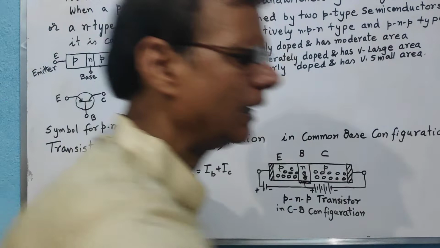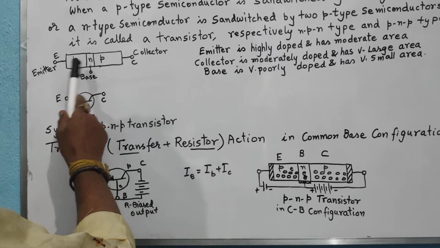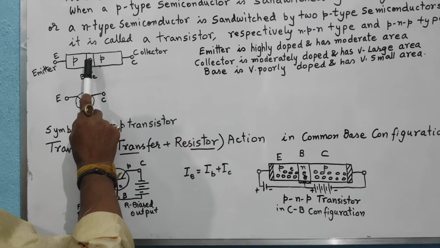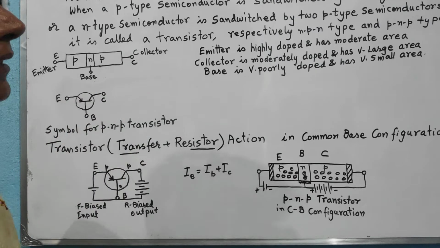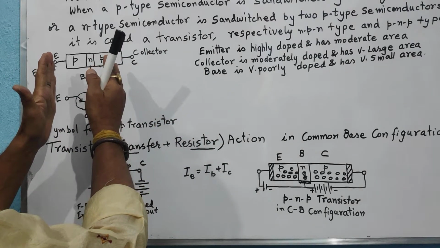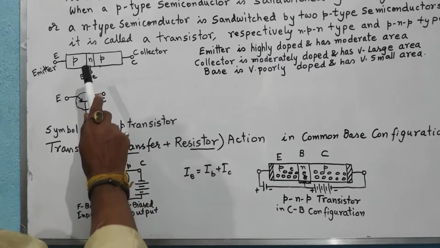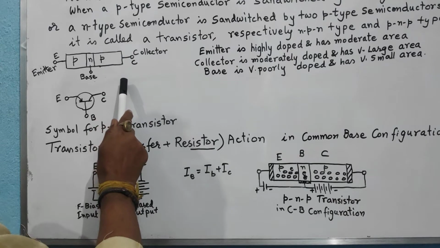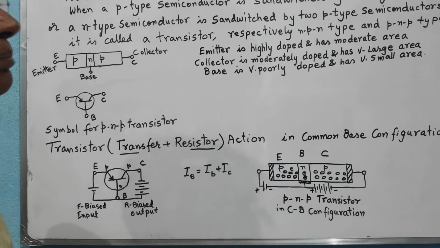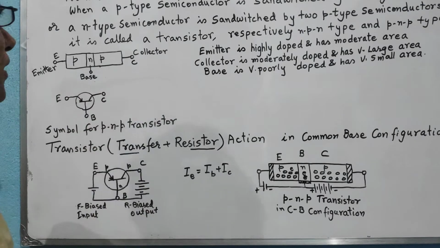Here you see, if you look at the transistor, you can imagine that it is a combination of two p-n junction diodes. Here we are talking about the PNP transistor. If an n-type semiconductor is sandwiched by two p-type semiconductors, then the transistor is known as a PNP transistor. And if instead a p-type is sandwiched by two n-type semiconductors, that is known as an NPN transistor. So here we will talk about the PNP transistor.